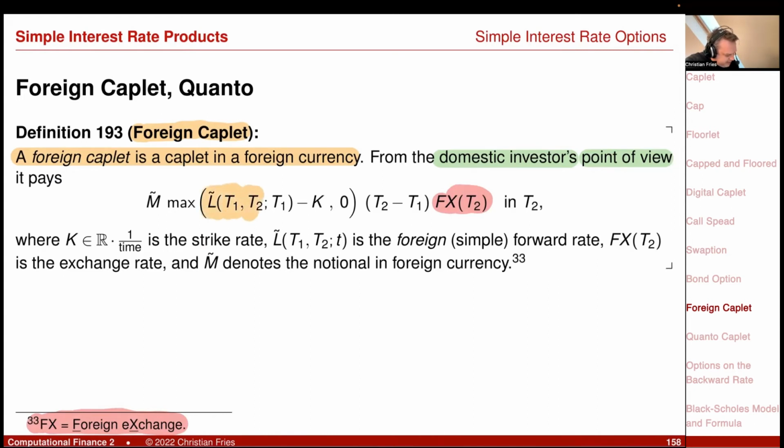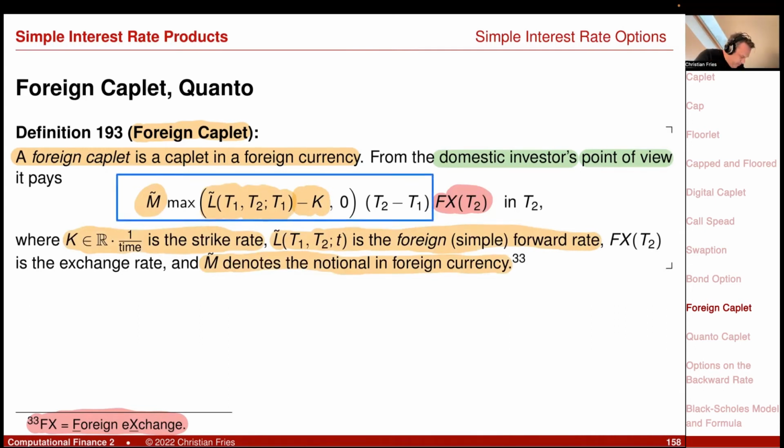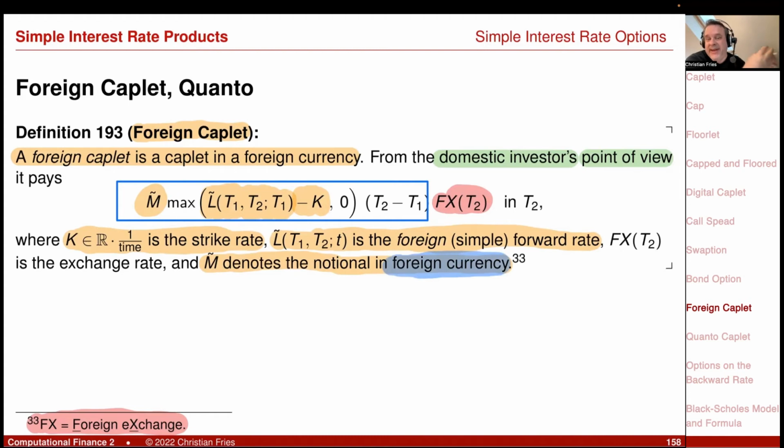So the foreign caplet means I observe all the quantities now in foreign currency. This is just the foreign forward rate. If I'm now a euro investor, the foreign market is US. It is a US interest rate, US forward rate, created from US zero coupon bonds. So my foreign caplet has this as an underlying. It also has some strike here, of course. So my strike is some constant number here. This is my foreign simple forward rate. And of course, I will also multiply this with a notional, but the notional is denoted in foreign currency. So all this stuff in the blue box is just the caplet in the foreign market.